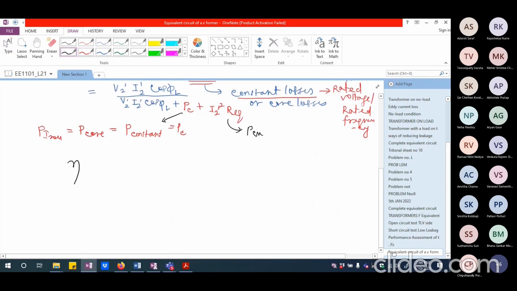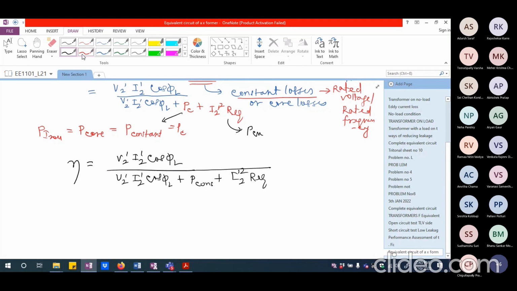So I should be able to write the efficiency as V2 dash I2 dash cos phi L divided by V2 dash I2 dash cos phi L plus PC or P iron, whatever, plus I2 dash square R equivalent. So this is the efficiency.